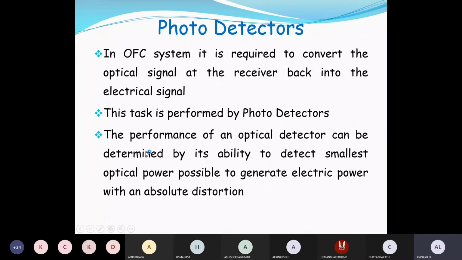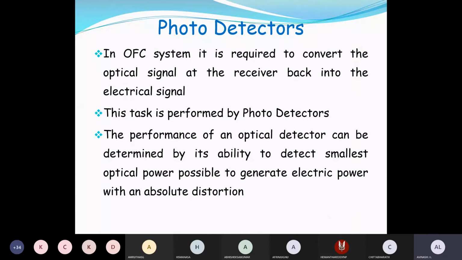So the performance of the optical detector can be determined by its ability to detect the smallest optical power and generate the electric power with absolute distortion. Absolute distortion means there is no distortion. So how do we find out the performance of the optical detector? We find this particular performance based on one particular factor. What is the particular factor?